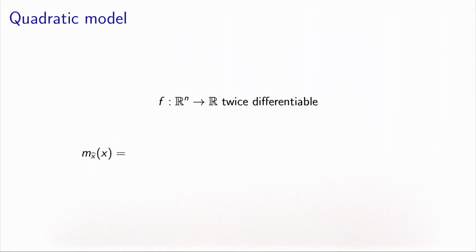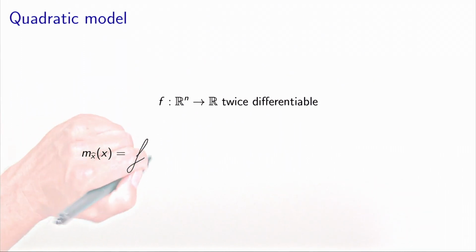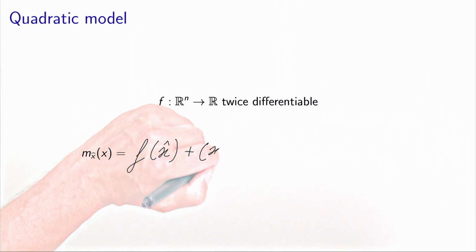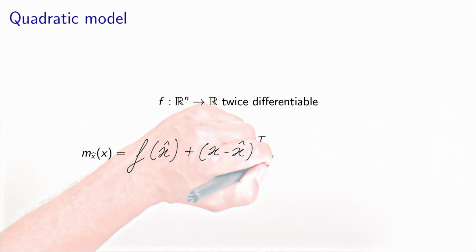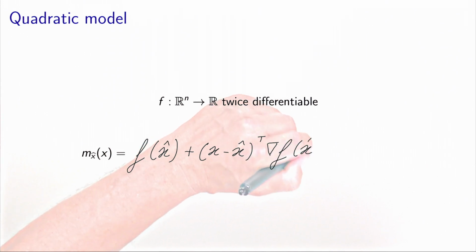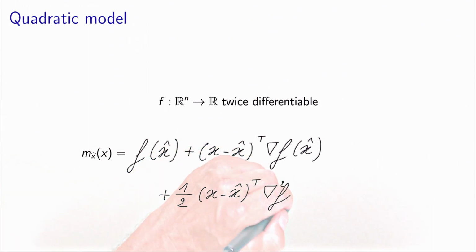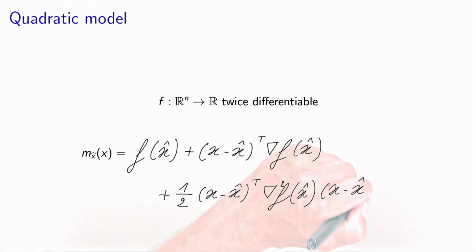So here the objective function that we try to minimize is a function of n variables, and we assume it's twice differentiable. Then at each iteration, the algorithm calculates a model around the current iterate, which I denote by x hat in this equation, based on Taylor's expansion of the function around x hat. It combines the value of the function at x hat with the value of its first and second derivatives to get a polynomial approximation of the function given by this formula. And this happens to be a quadratic model.